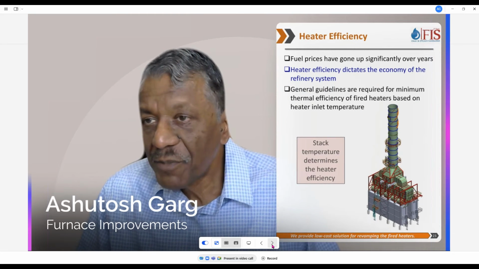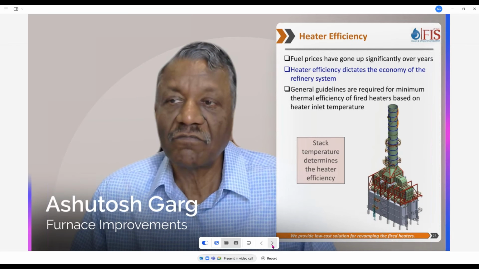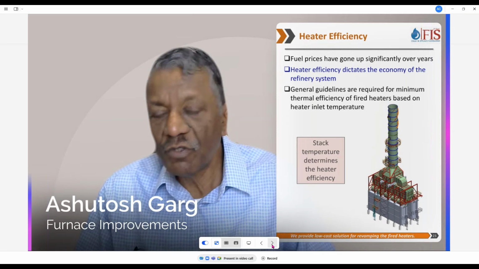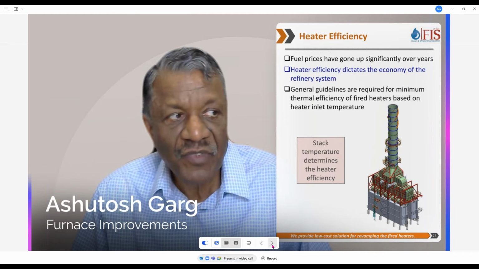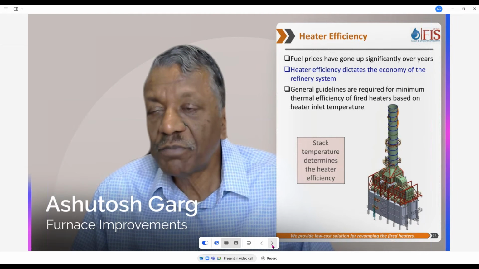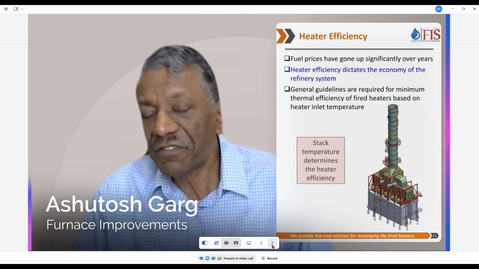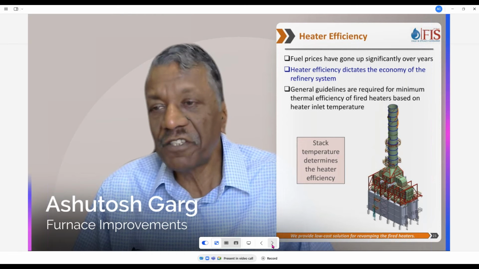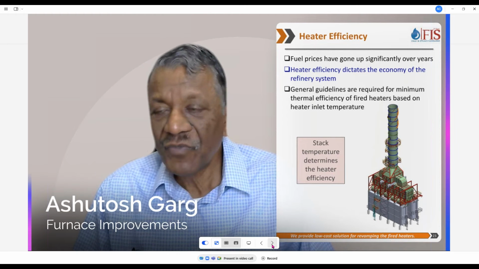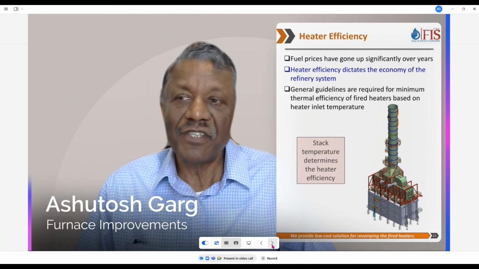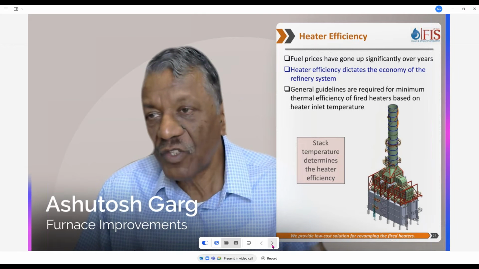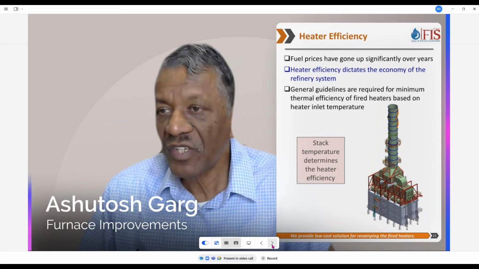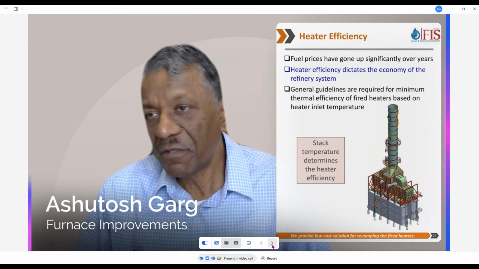Fuel prices keep on going up, and let us not worry about the fuel prices and focus more on the pollution side and improve the efficiency to the max. That will be, and API 560 can do it. It's a very powerful document. Specifying the minimum thermal efficiency or approach to the inlet fluid temperature of 50 degrees or 25 degrees will really, really help.